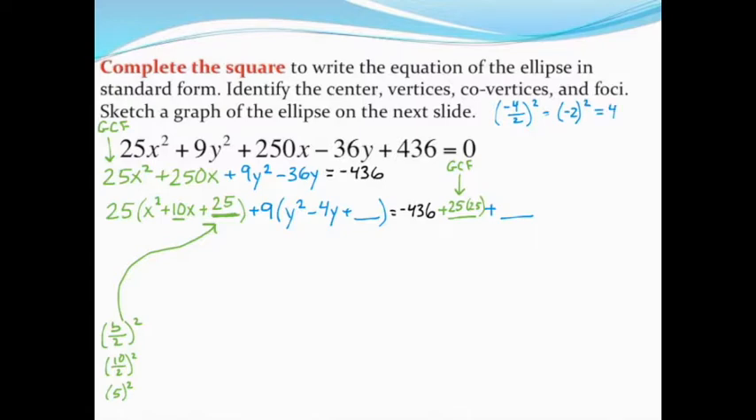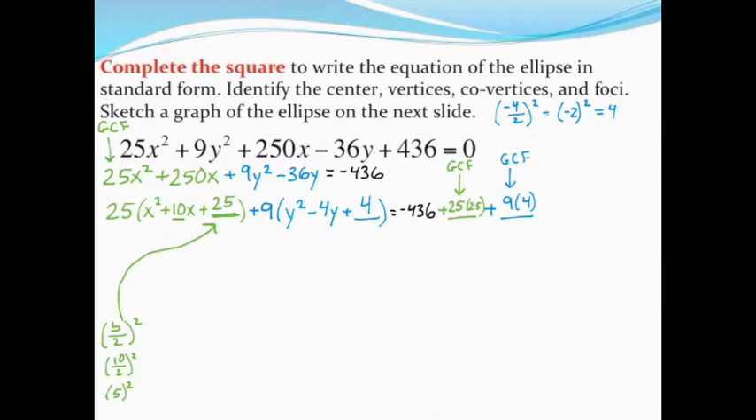The magic number that you add in the parentheses will always be a positive value. So I'll add 4 right here, and then remember we don't add just 4 here. Really, I added 9 times 4 on this side of the equation. So let's make sure that 9 times 4 ends up on the other side. Remember, that was our GCF that we took out.